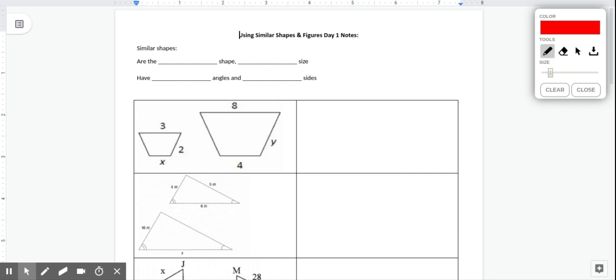Okay, guys, let's go ahead and start the practice for similar shapes. Okay, so review from yesterday. Similar shapes are the same shape, different sides. So for example, this triangle and this triangle are similar because they're both triangles, same shape, but they're different sides, which is totally okay.